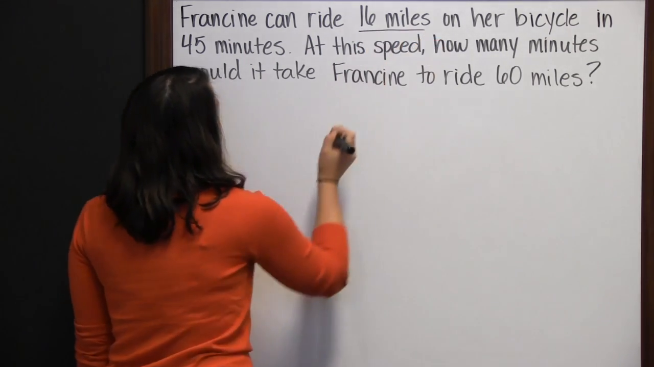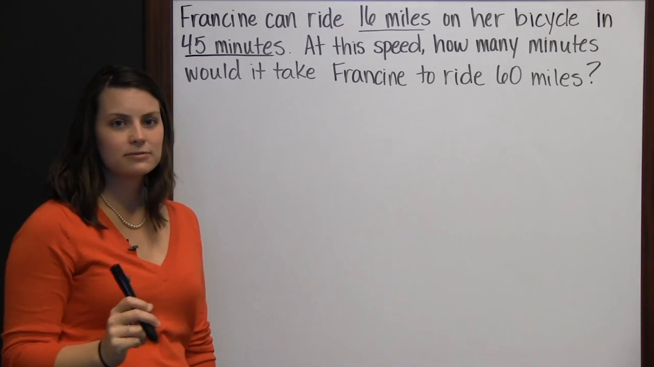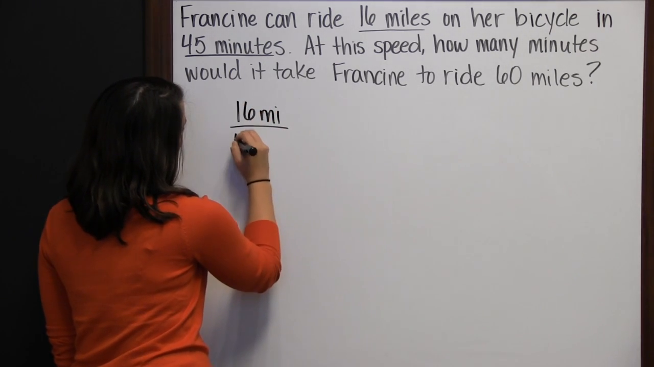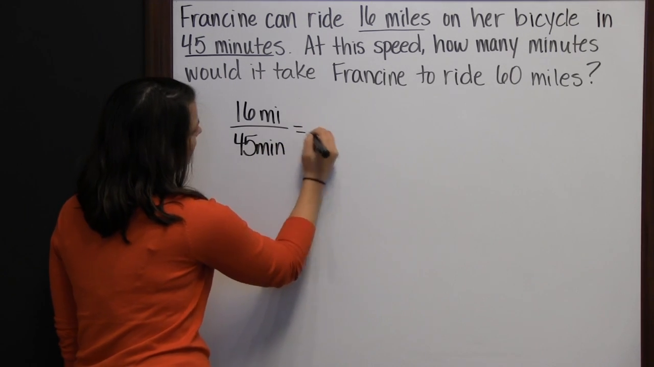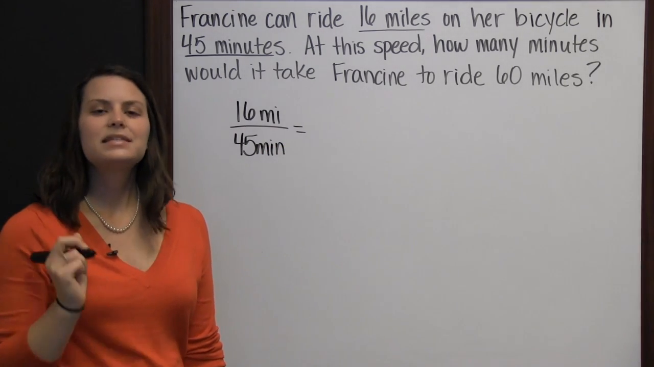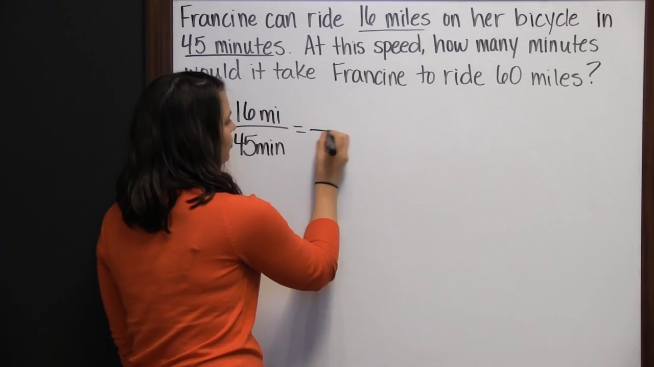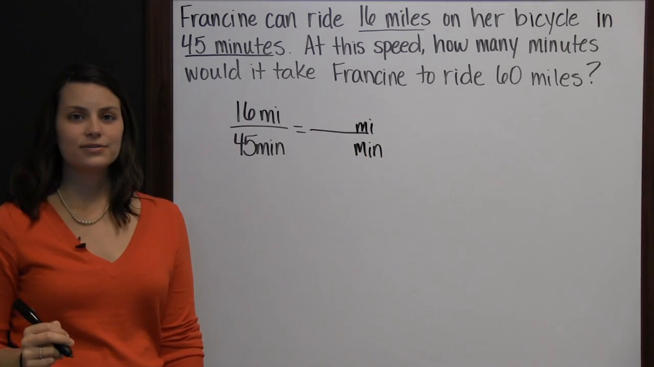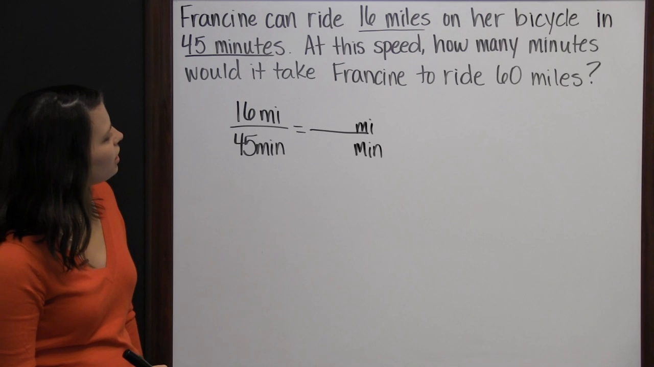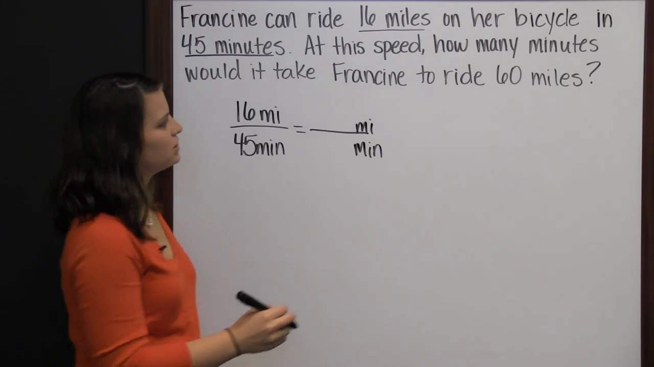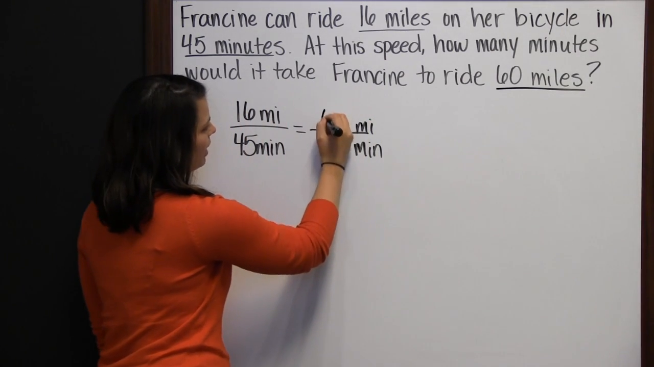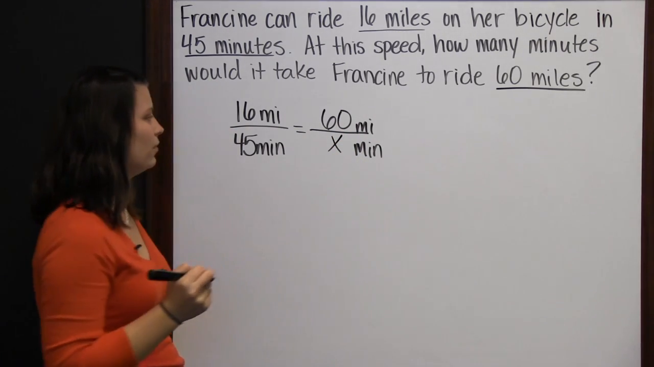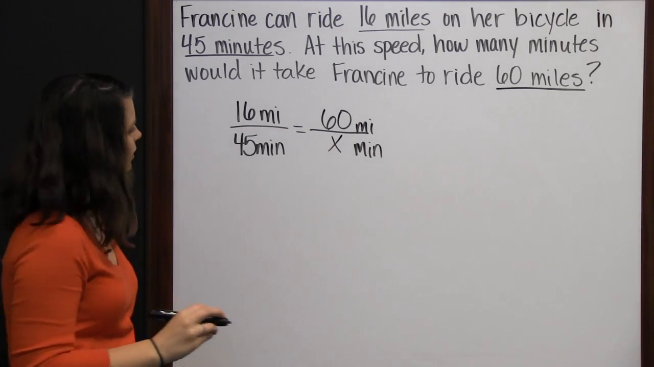First, I know that Francine can go 16 miles in 45 minutes. That's going to be my first ratio. So I have 16 miles in 45 minutes. And the key to setting up a successful proportion is to be consistent. So since our first ratio is miles to minutes, our second ratio will also be miles to minutes. They want to know how many minutes it would take Francine to ride 60 miles. So my miles is 60, and my minutes is what I'm trying to find, so that's where I'll put a variable. To solve a proportion, we cross multiply.